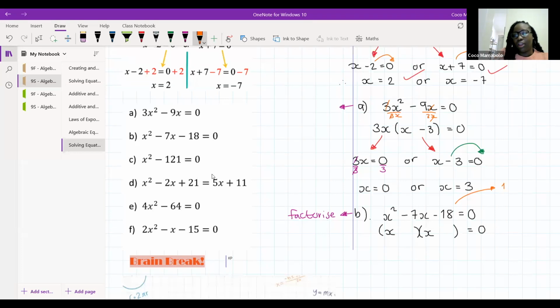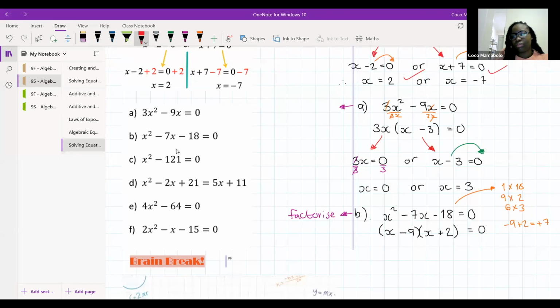1 times 18, 9 times 2, and 6 times 3. Excellent. Now I need 2 of these numbers to plus or minus to give me negative 7. It's 9 and 2, but which one of them is which? Because I need negative 7. If I go 9 minus 2, I'm going to get positive 7. So what does this need to look like? It will be minus 9 in the first bracket and then plus 2 in the second bracket. Exactly. X minus 9 and X plus 2. Now, what is our next move?